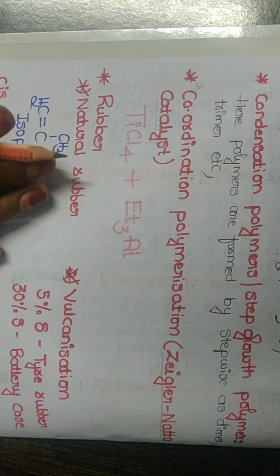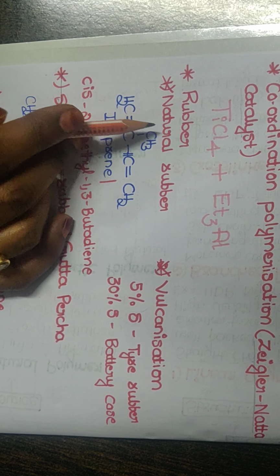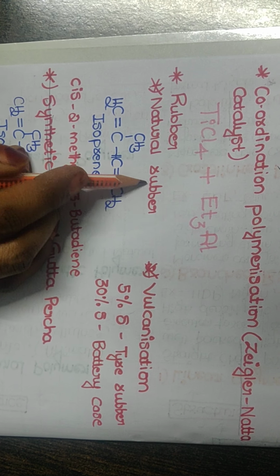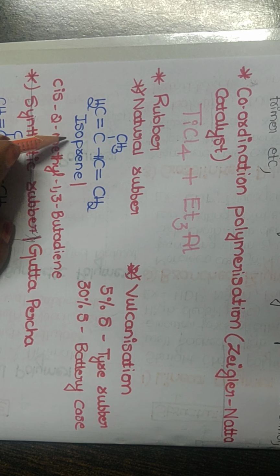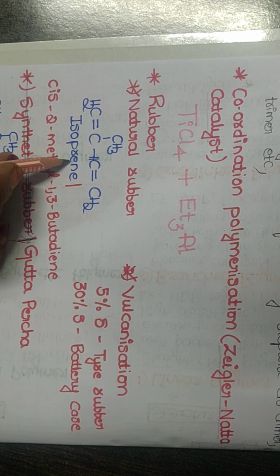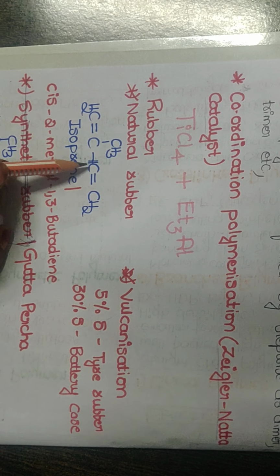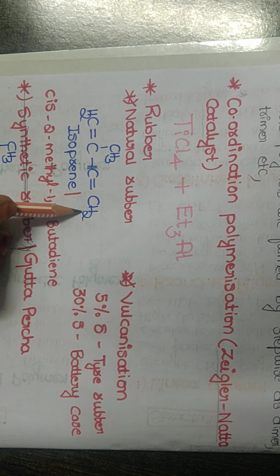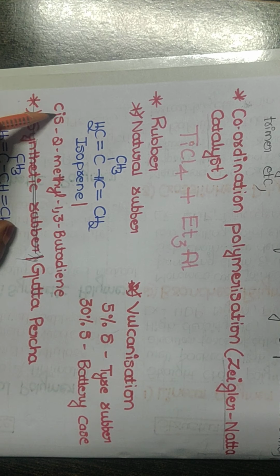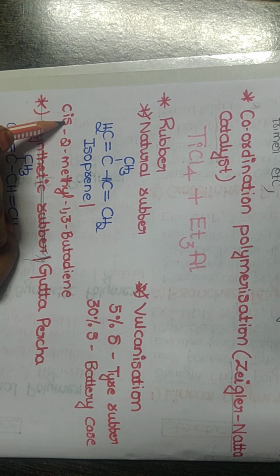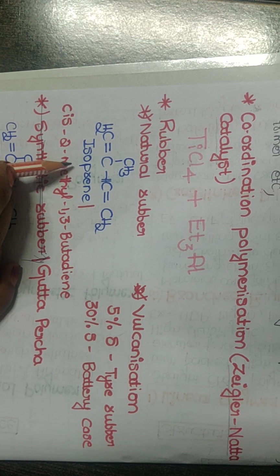Okay, so we'll continue further with rubber. I hope you know rubber. Here, natural rubber. In case of natural rubber, the monomer present is isoprene. What is isoprene? It is nothing but 2-methyl 1,3 butadiene. Okay, to be more specific, natural rubber is a cis isomer of 2-methyl 1,3 butadiene, which is commonly called isoprene.